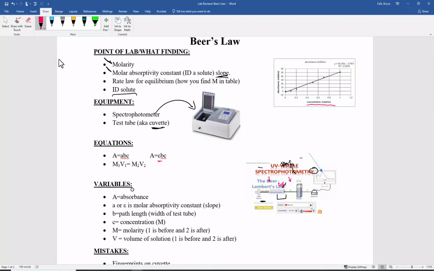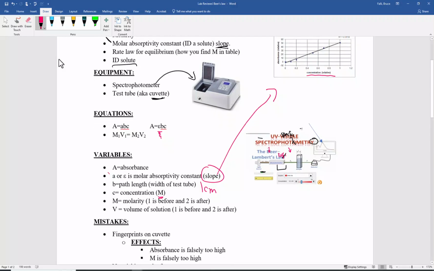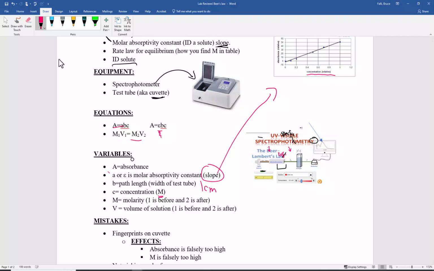The little a is now often shown as an epsilon. So A is absorbance, and the little a, or epsilon, is the molar absorptivity, and that is the slope from right up here. B is the path length, which is the width of the test tube. I have never seen it be anything but 1 centimeter. C is concentration. My goodness, how annoying. Why couldn't we have just used molarity? And over here, the equation we use is M1V1 equals M2V2. That's the dilution equation that we do.